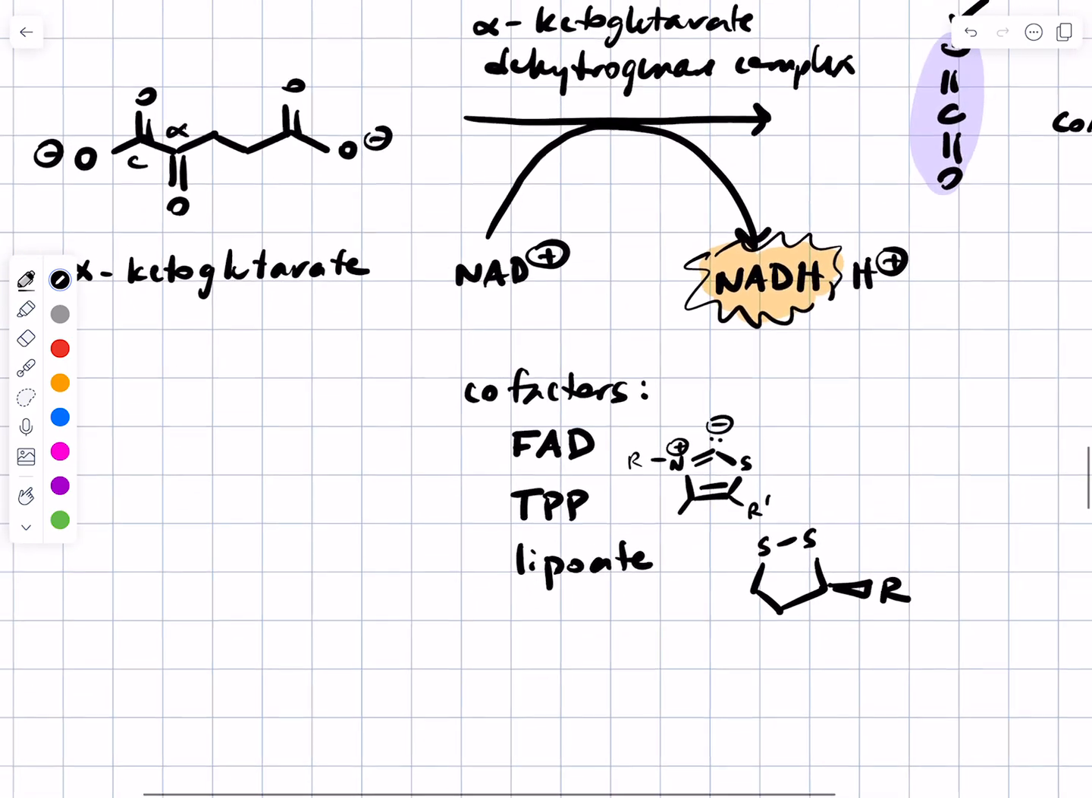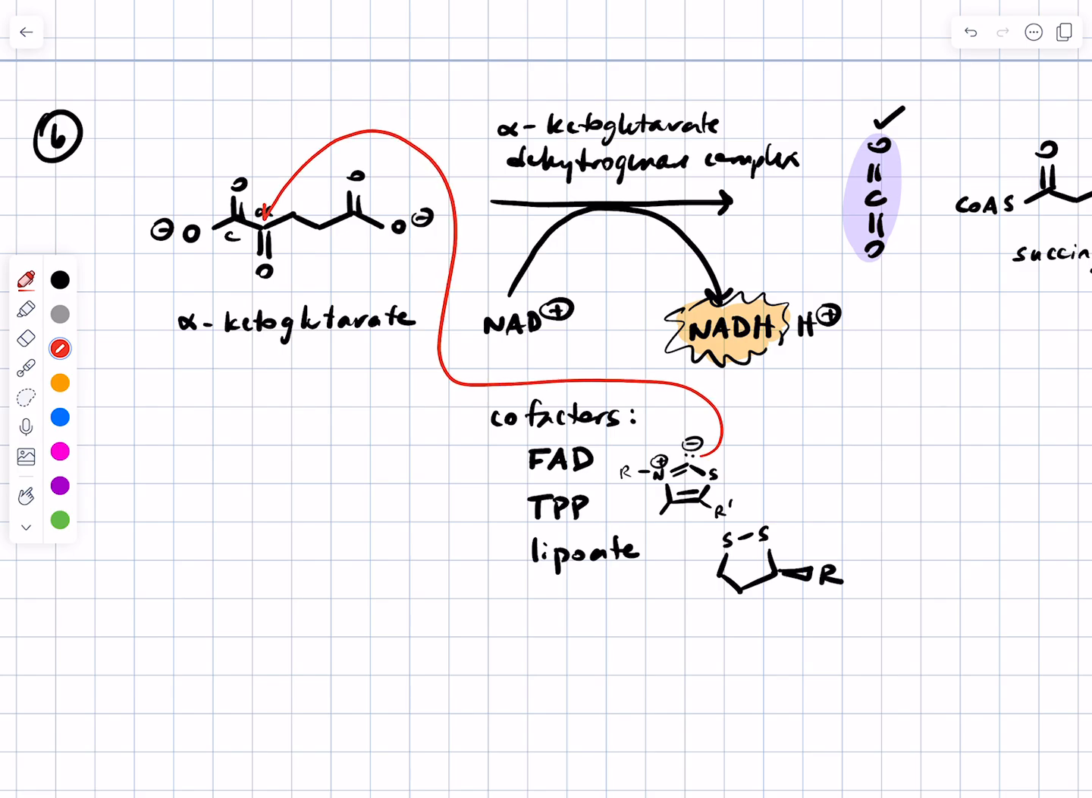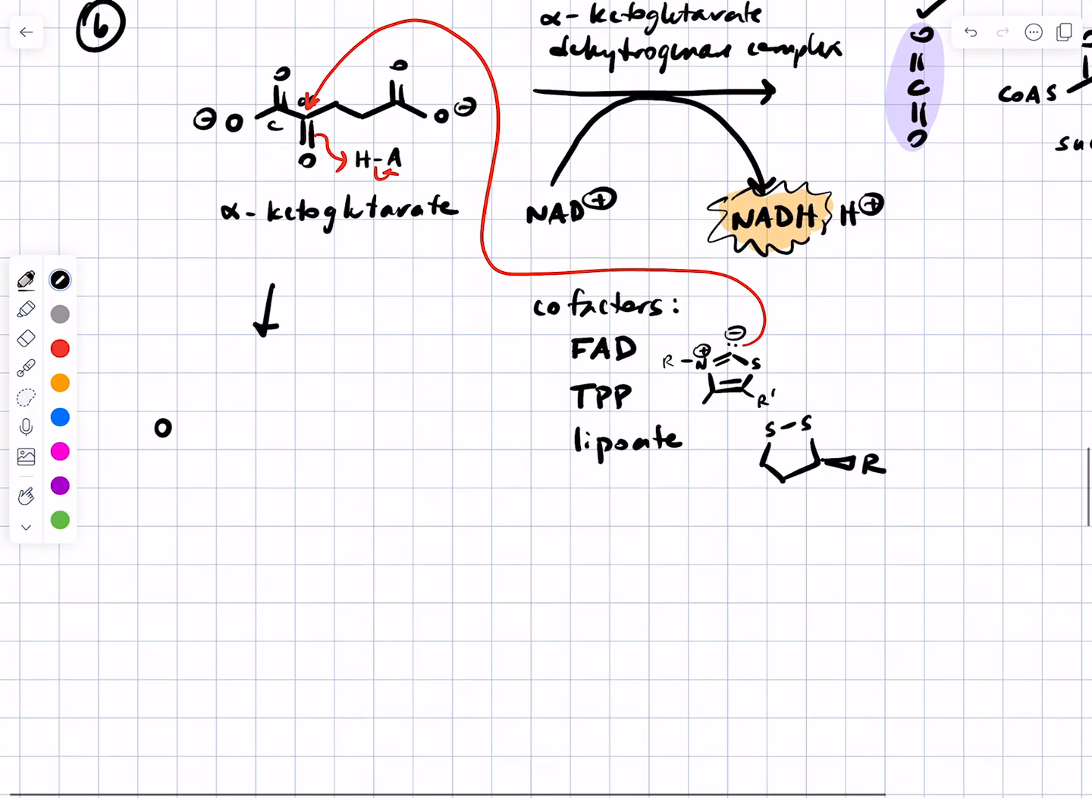And just as review, I will show you this nucleophile TPP attacks the carbonyl carbon of alpha ketoglutarate, and then the resulting negatively charged oxygen picks up a proton. The intermediate looks like this.